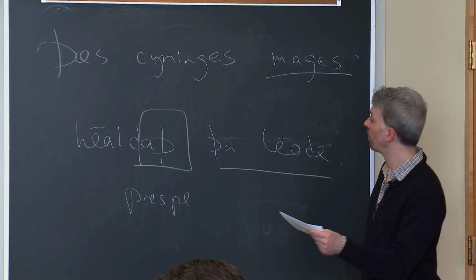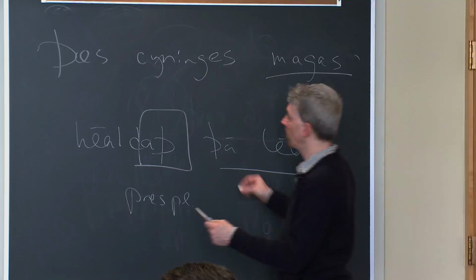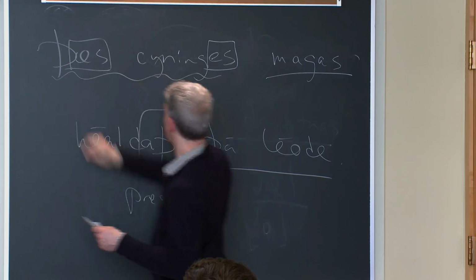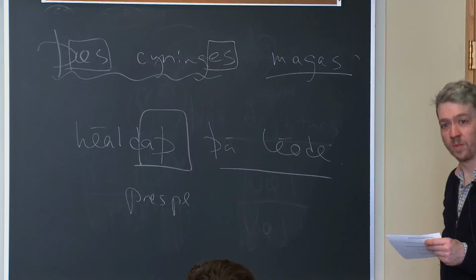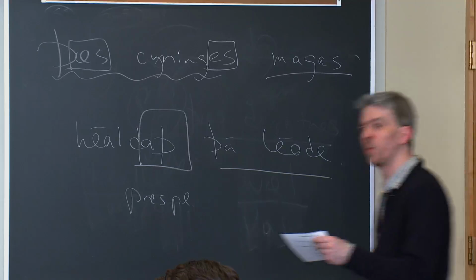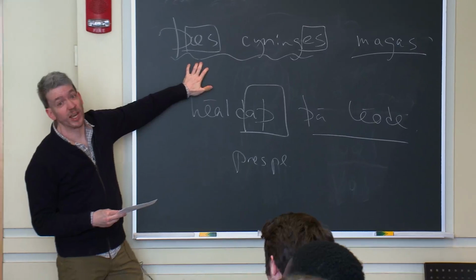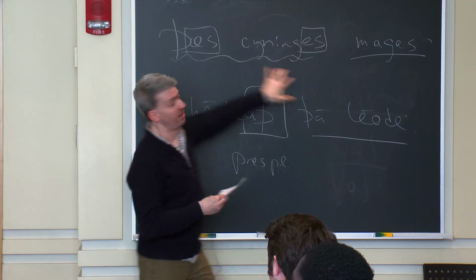And then thas kiningas. Kiningas is a genitive singular because of the es ending. Good. And it's kind of weird because thas agrees with kiningas instead of magas, but I guess the only way you could read it is the king's sons. Yeah. So the reason that thas agrees with kiningas is because it's governed by kiningas. So kinsman of the king.